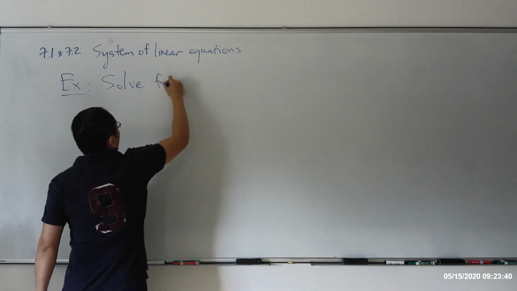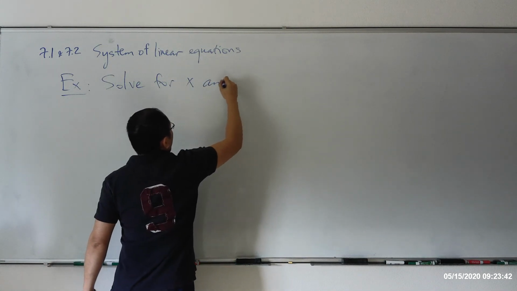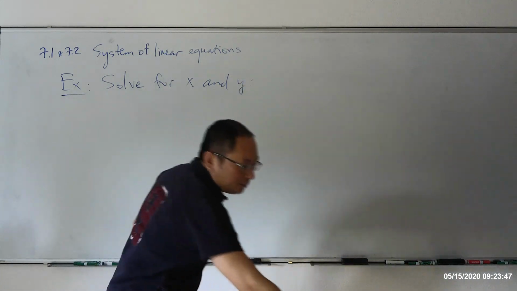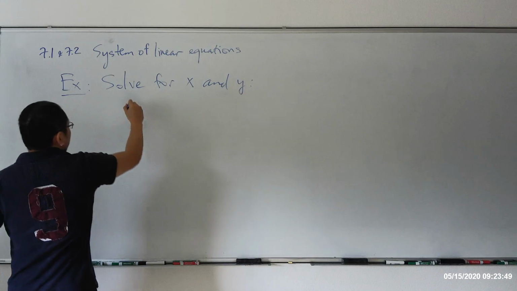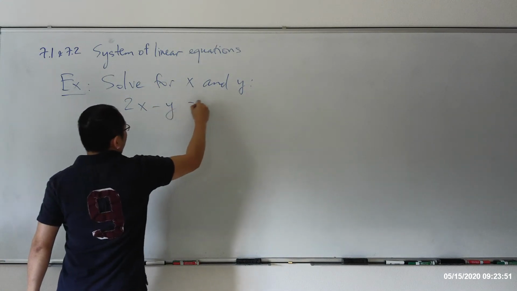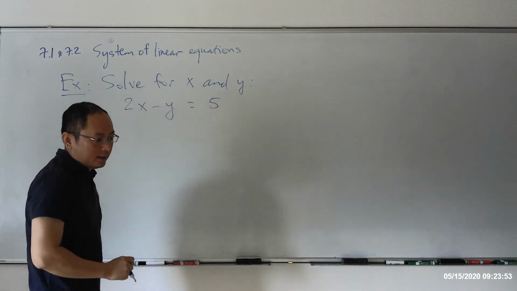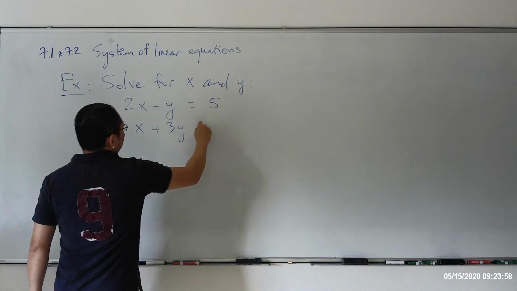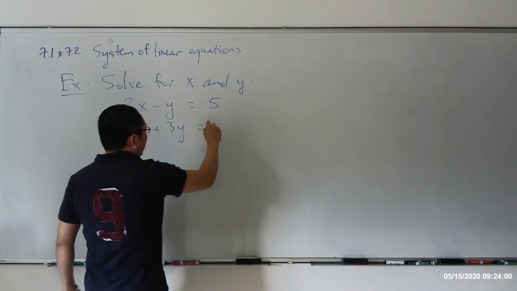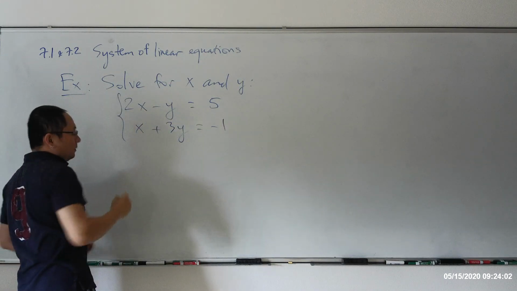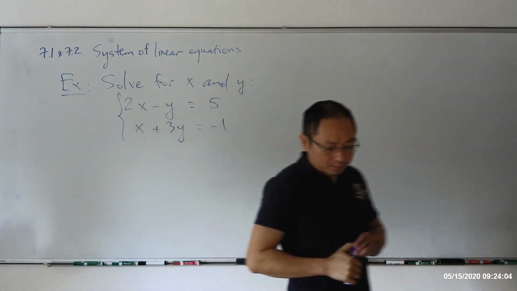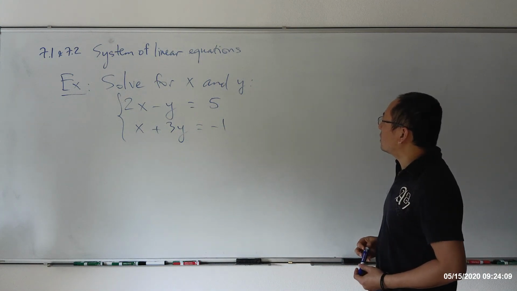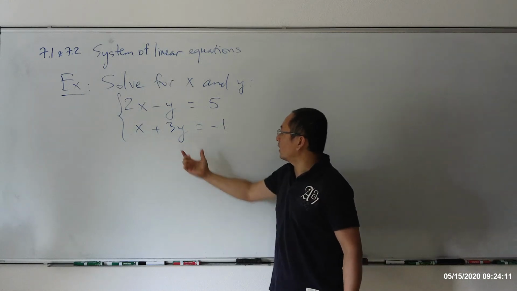Solve for x and y. 2x minus y equal to 5, and the second equation is x plus 3y equal to -1. Okay. So this we call system of two linear equations with two variables or two unknowns, x and y.